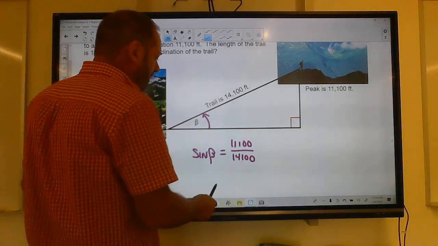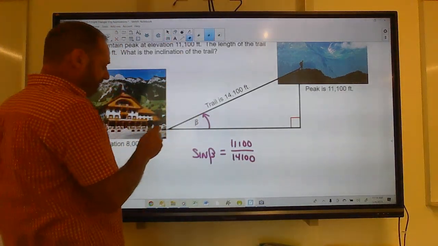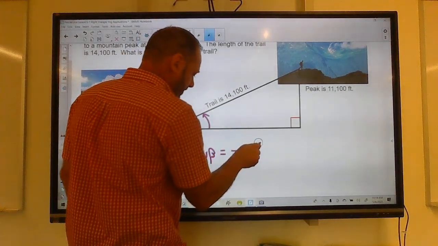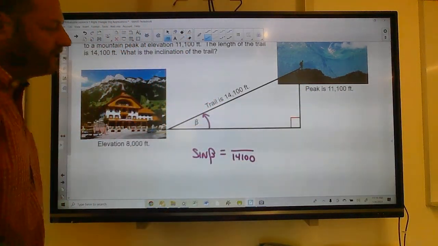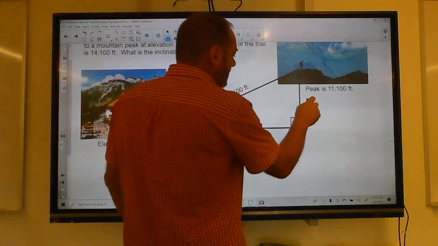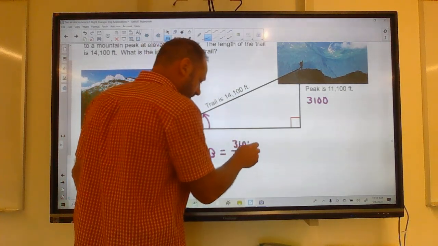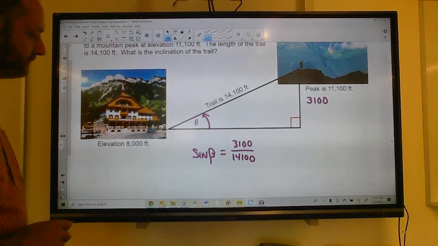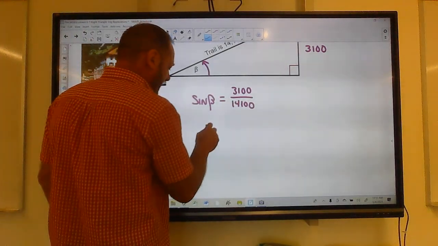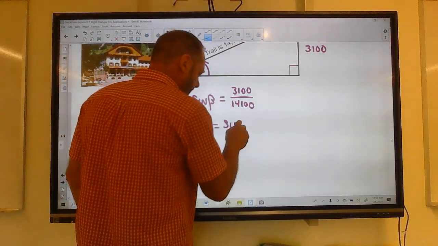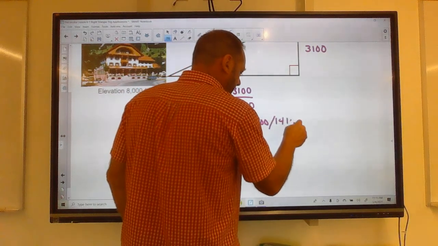Because remember, you're not going from sea level to the peak. You're already at 8,000 feet when you leave. So for this side, I need to take the 11,100 and subtract the 8,000. This side is 3,100 feet. That goes here. Now I can solve this because I can arc sine both sides. So beta is the arc sine of 3,100 divided by 14,100.